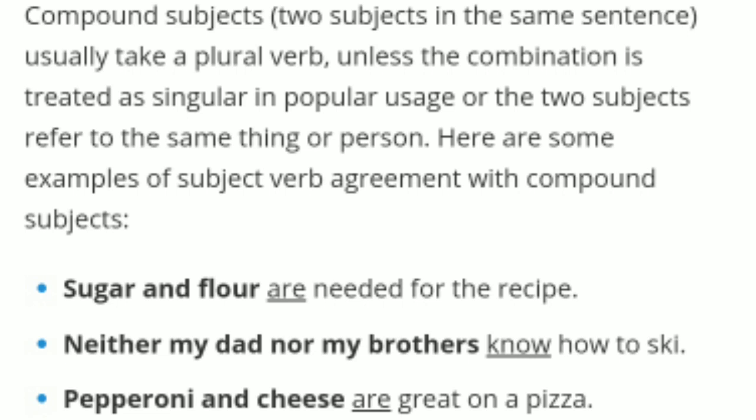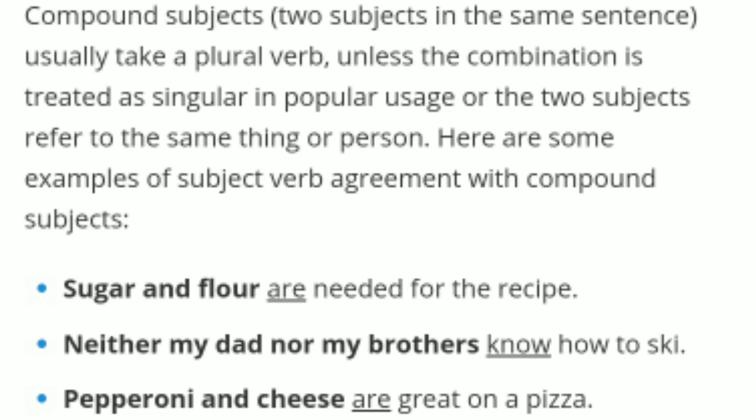Sometimes in subject-verb agreement you will see a compound sentence. A compound sentence uses compound subjects. Compound subjects means two subjects in the same sentence. As you can see, there are 3 examples of compound subjects. The first is: sugar and flour are needed for the recipe. There are 2 subjects, sugar and flour, and the verb is are needed. The agreement is both the sugar and flour are needed for the recipe.